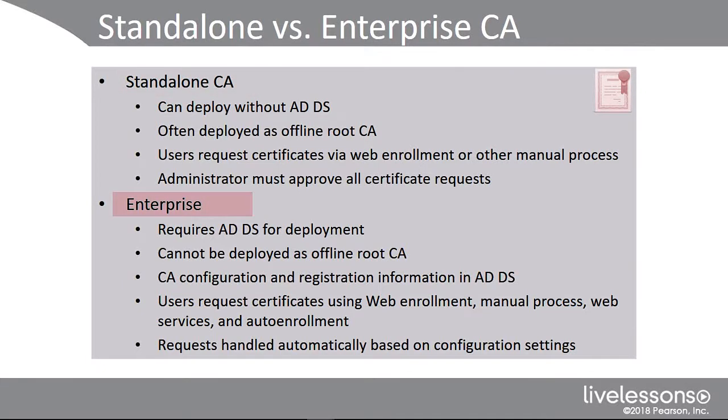Let's compare that to enterprise. It requires ADDS for deployment and cannot be deployed as an offline root CA. The CA configuration and registration information is in fact stored in ADDS, hence the reason for the requirement of ADDS. Your users can request certificates using either web enrollment, a manual process, web services, or an option called auto enrollment. The requests are automatically handled based on the configuration settings. So with the enterprise flavor, we don't need the manual certificate approval process by our administrators like we did with the standalone.